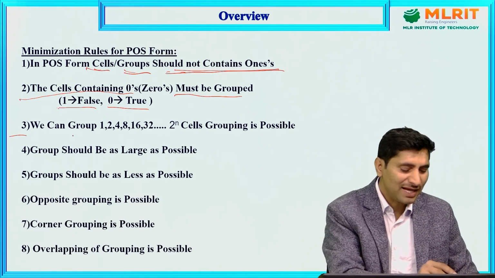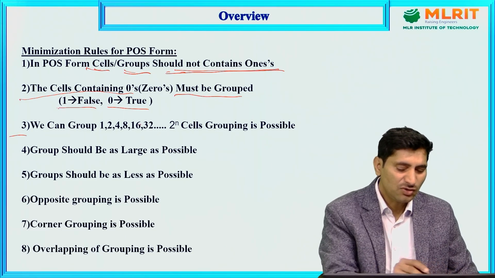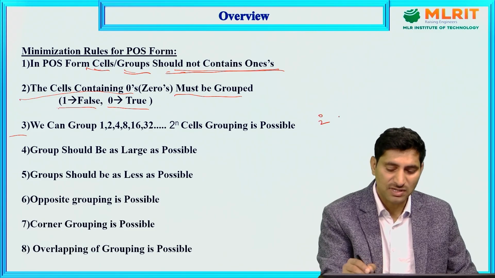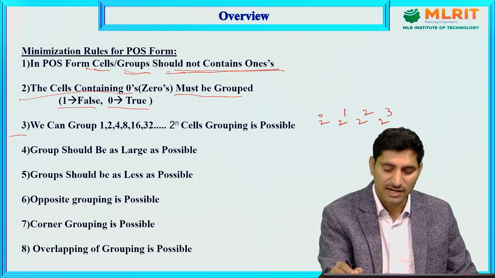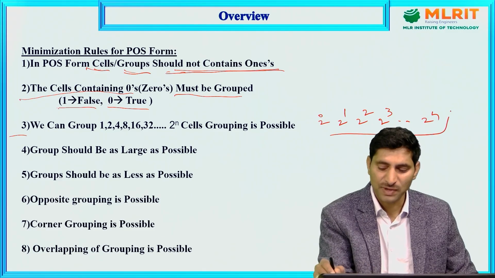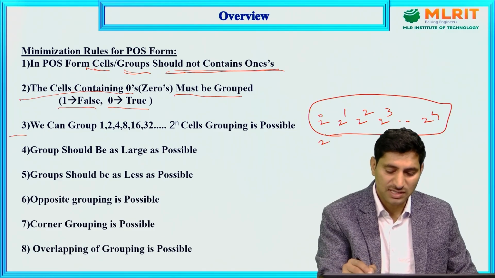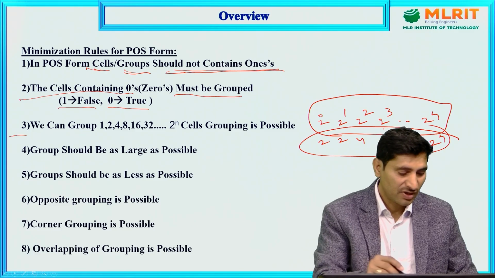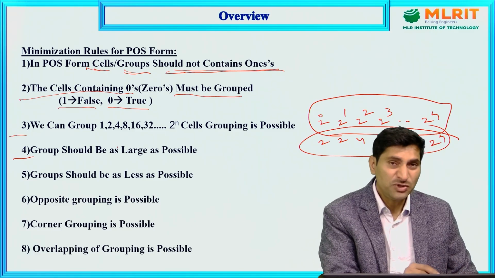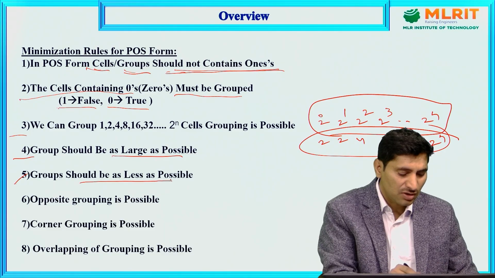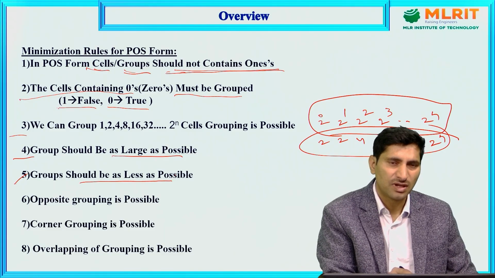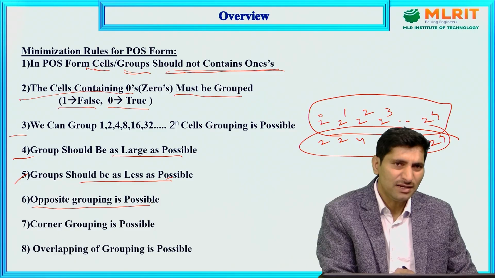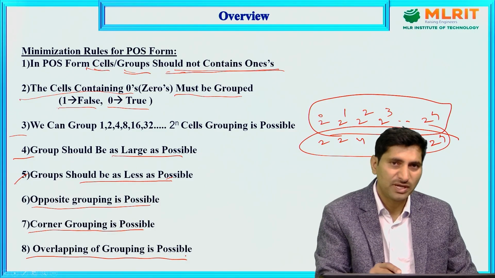In the third rule, we can group as usual, in terms of powers of 2: 2 power 0, 2 power 1, 2 power 2, 2 power 3 and so on, 2 power n cells. So 2 power 0 is nothing but 1, and 2 power 1 is 2, then 4, 8 and so on, up to 2 power n. We can group like this. The fourth rule is the group should be as large as possible, and the fifth rule is the number of groups should be as small as possible. The sixth rule is opposite grouping, the seventh rule is corner grouping is possible, and the eighth rule is overlapping of grouping is possible.